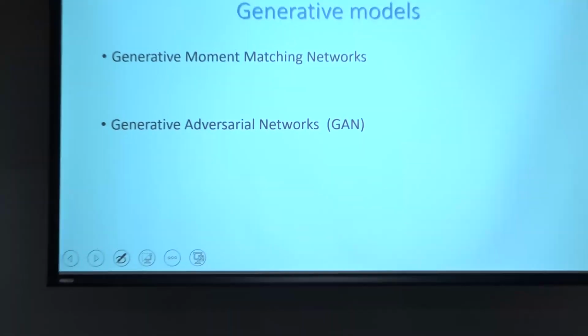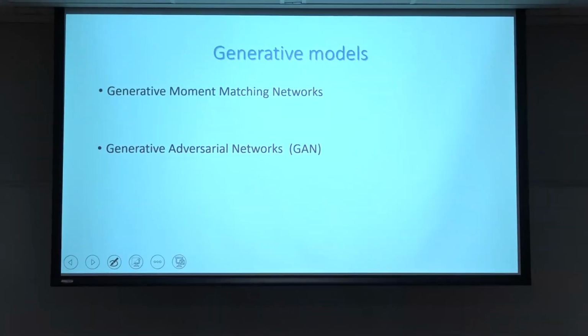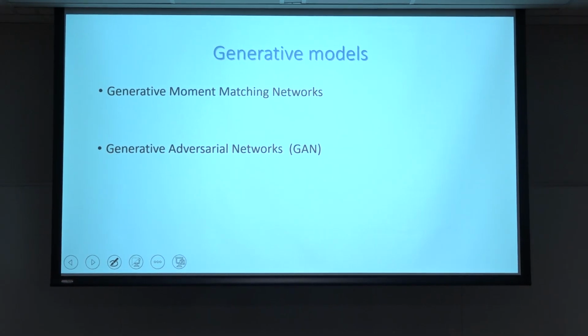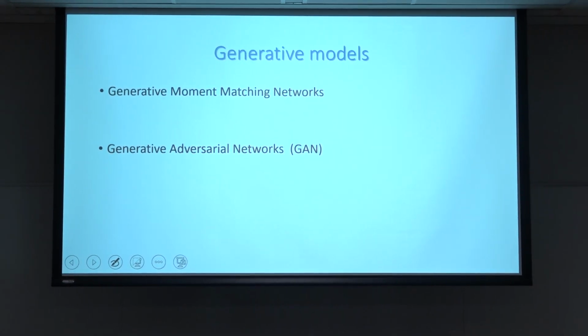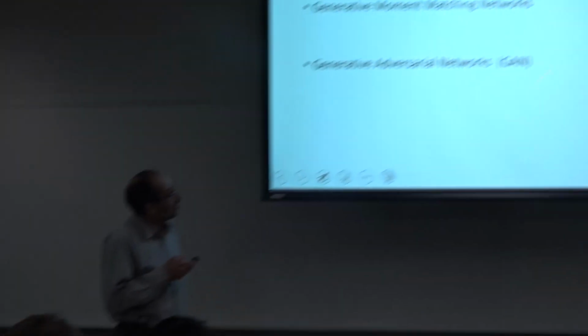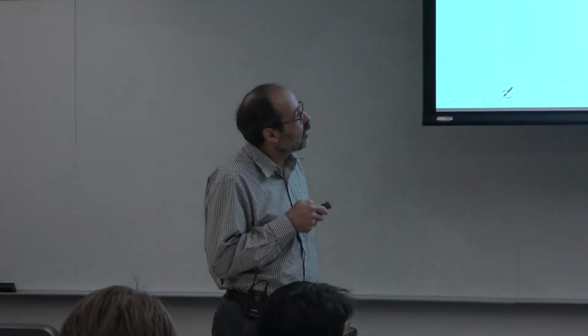Okay, let's start. Today's lecture is about generative models. We are going to discuss two types of generative models. One of them is generative moment matching models, and the other one is adversarial networks, which is called GAN. So we will spend most of our time on GAN. It's very popular these days.